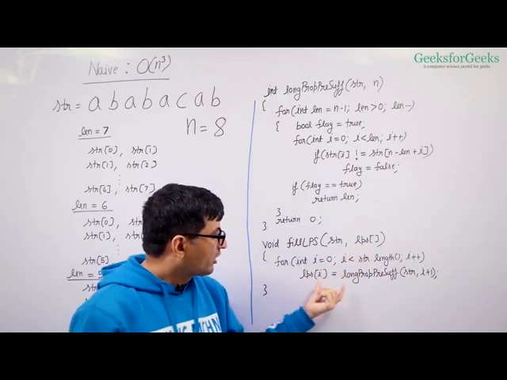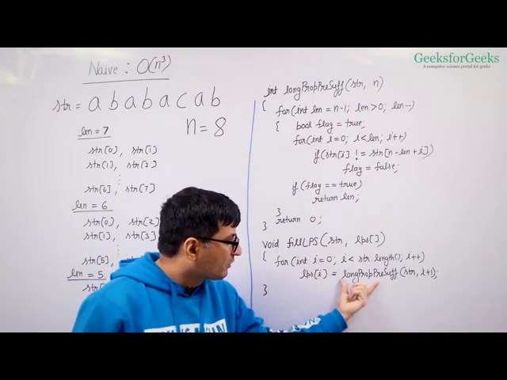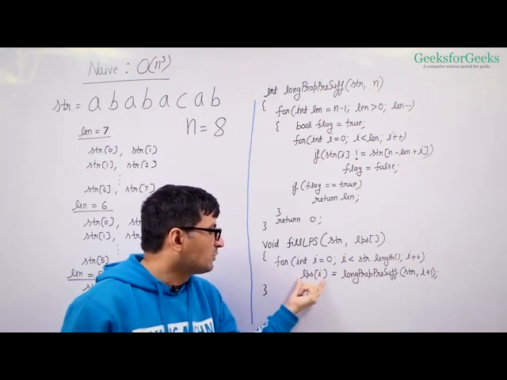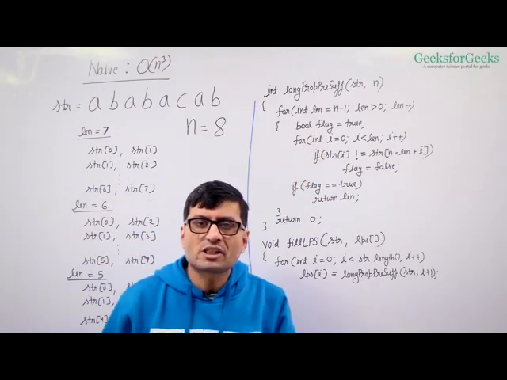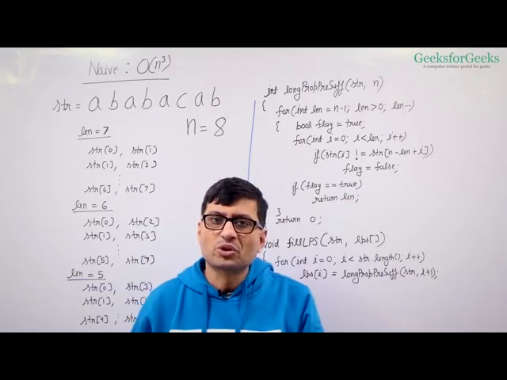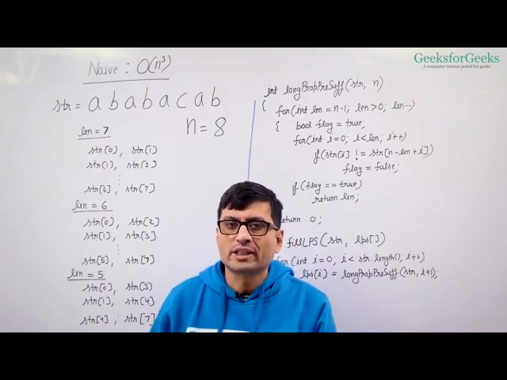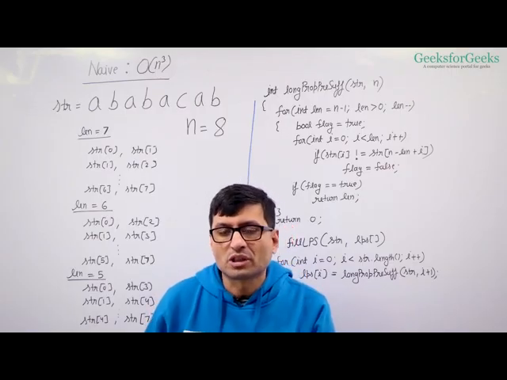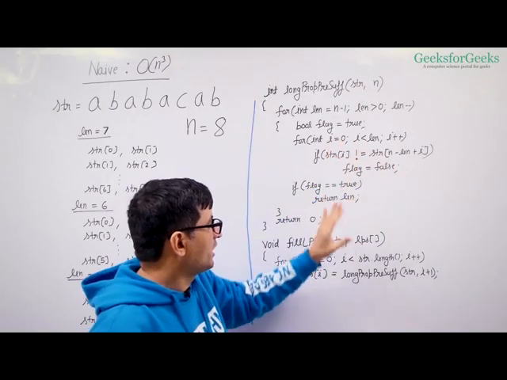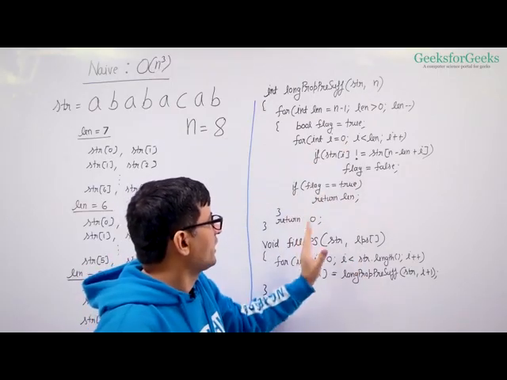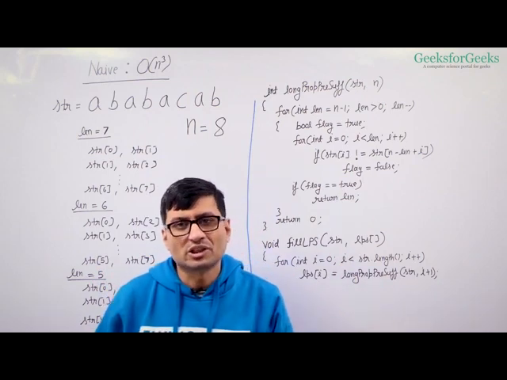what it does is call the above function for every index, and it uses the returned value of the above function to fill the LPS value for index i. This is the main function. This function takes a string and its length as arguments, and it simply returns the length of the longest proper prefix which is also a suffix for this given string, right? So it works for only one string, and this function calls that function for every substring starting from 0 to n-1. So that's how these two functions work.